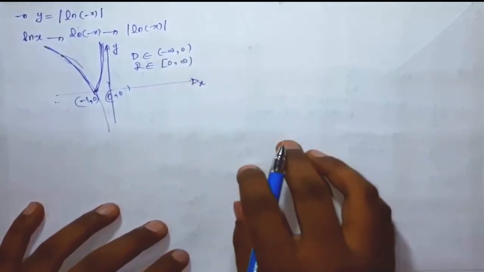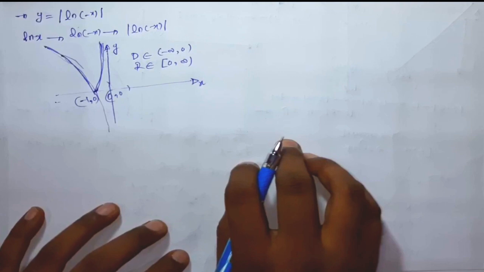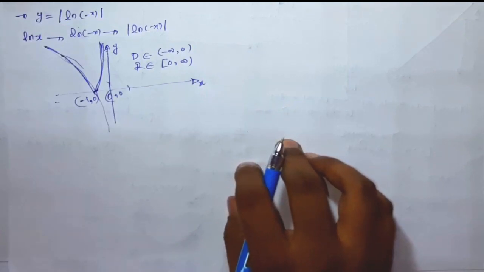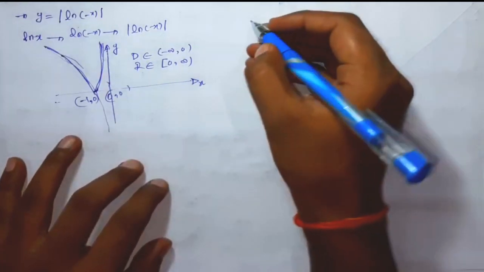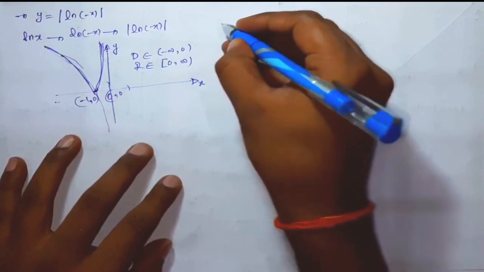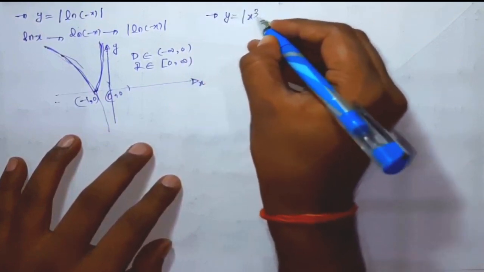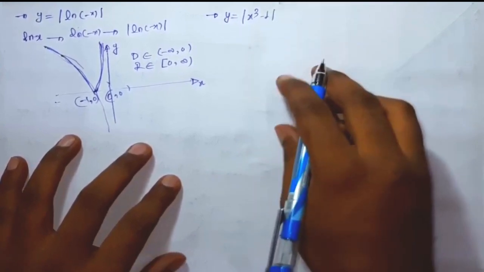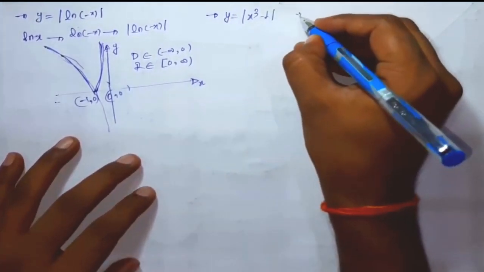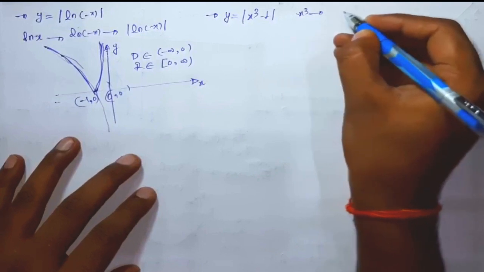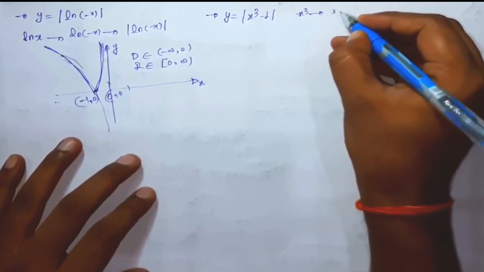We will see one more example, like y equals mod of x cube minus 1. How will we draw the graph of this function? First we will draw the graph of x cube minus 1, then mod of x cube minus 1.